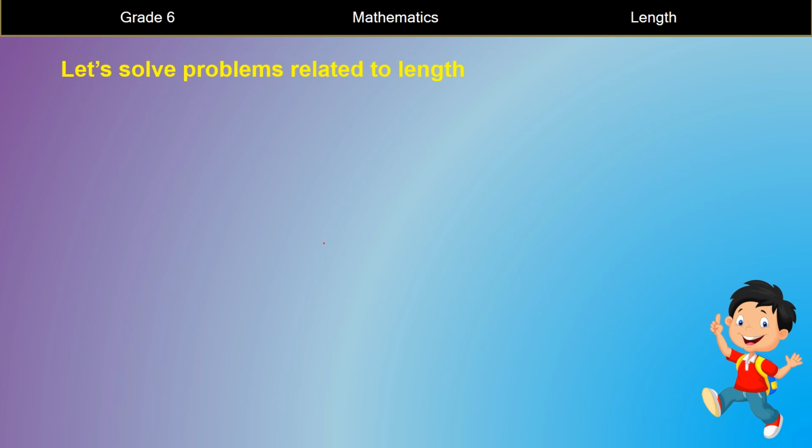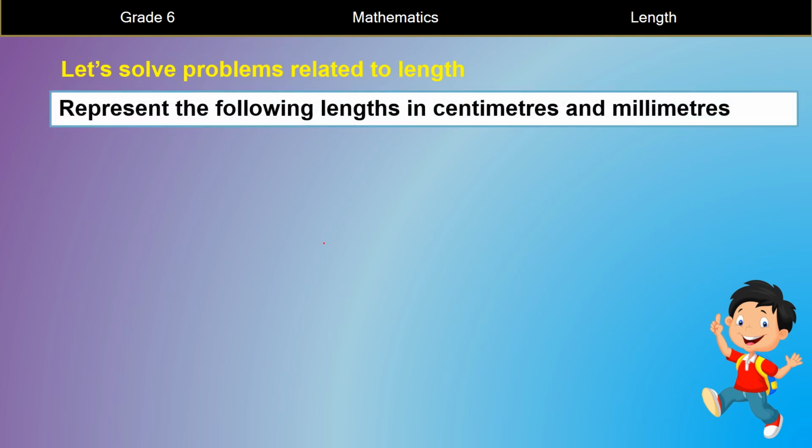Now let's solve problems related to length. Question is, represent the following lengths in centimeters and millimeters. First one, 12 millimeters. We know that in 12 millimeters, there are 10 millimeters and 2 millimeters. So, 10 millimeters is equal to 1 centimeter and remaining is 2 millimeters. Therefore, 12 millimeters in centimeters and millimeters is 1 centimeter and 2 millimeters.